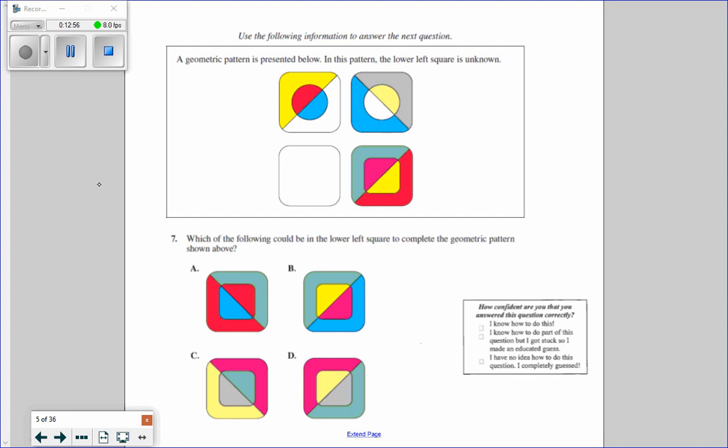Okay. So what's the pattern here? I see that if I'm looking here, the white on the outside became the white on the inside, and the blue on the inside became the blue on the outside. If I just focus on that.